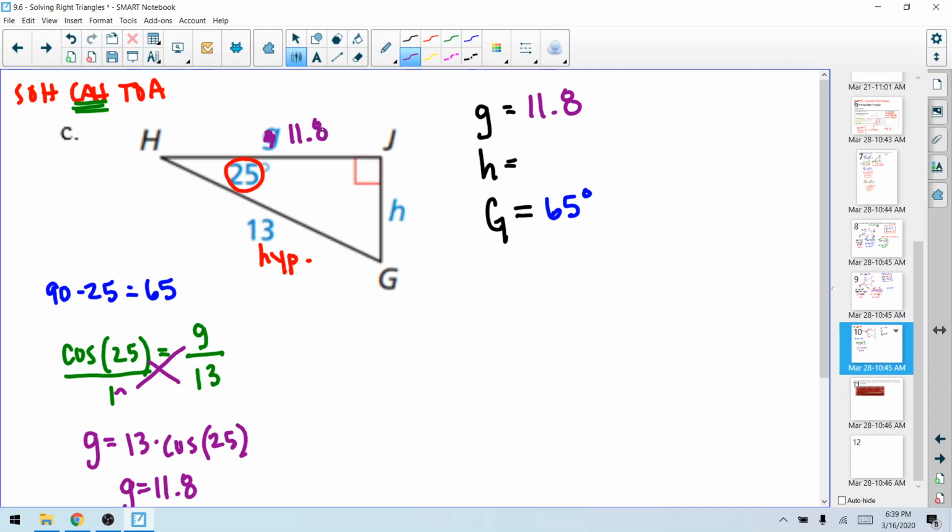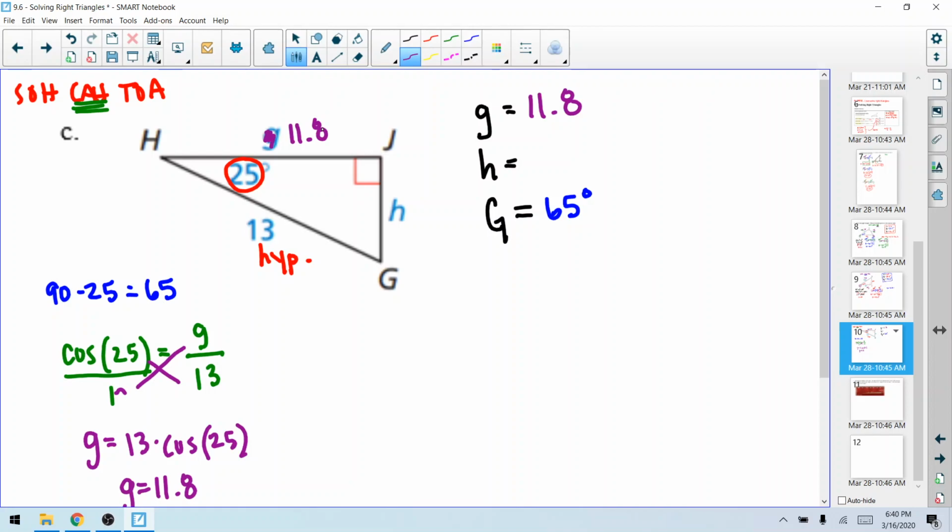Okay, at this point, I know the hypotenuse is 13. I know that G is 11.8. All I need is H. Should I use the Pythagorean theorem? No. When you're dealing with angles, it's okay to use a rounded angle to find the last angle. They have to add to 180 degrees. When you're dealing with sides, try to avoid it.